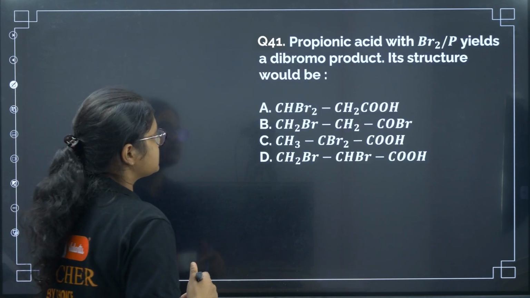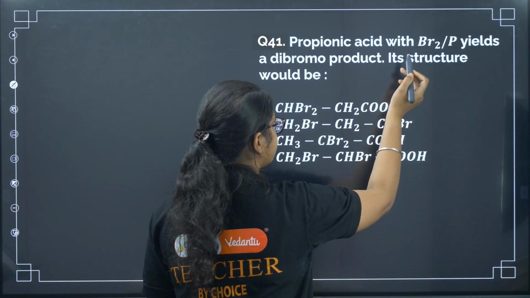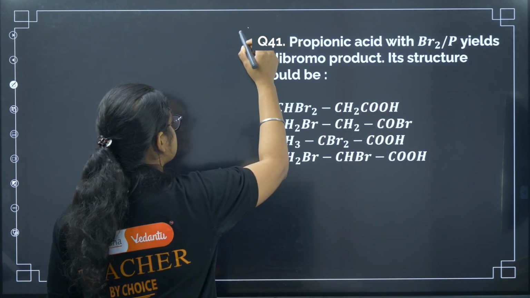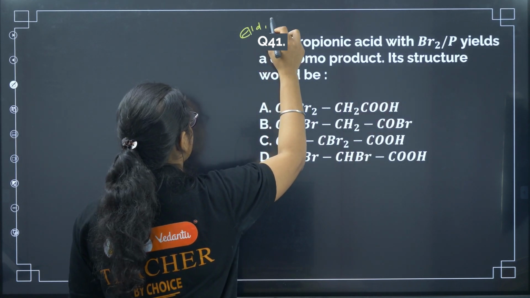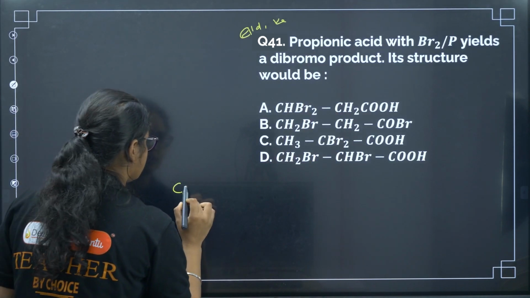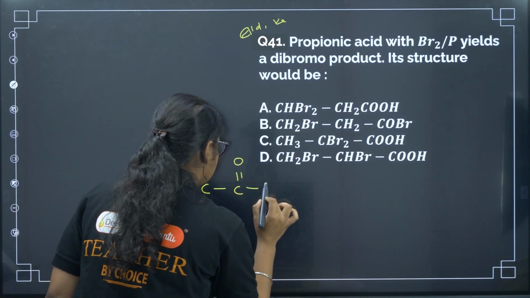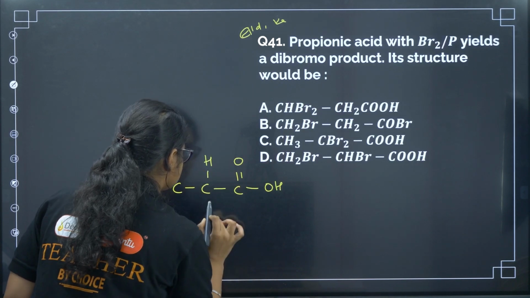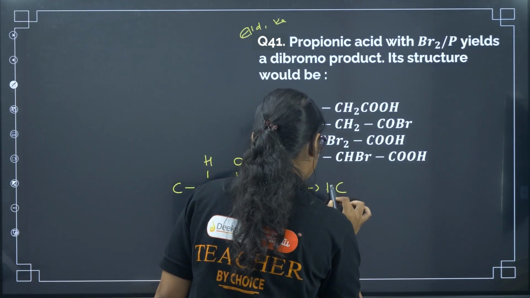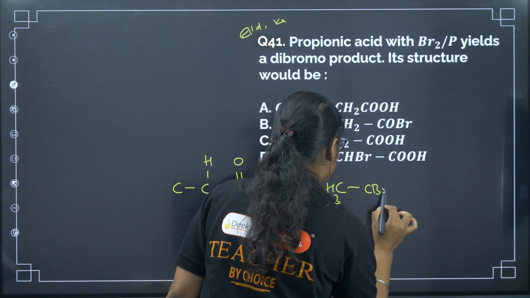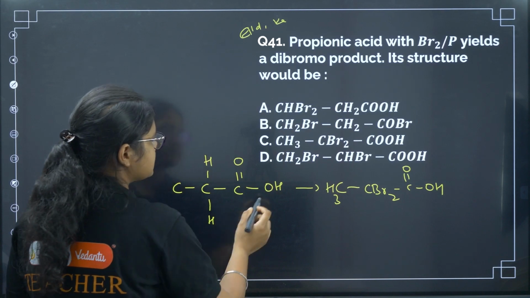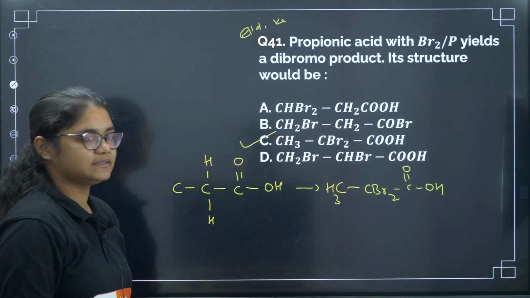Now coming to the next question. Propionic acid with Br2/P yields a dibromo product. Its structure is. This question is from aldehydes, ketones and carboxylic acids. So you know this reaction, the HVZ reaction. If we have propionic acid, here we have alpha hydrogens. These alpha hydrogens are replaced with your bromine group. So I will get CH3CBr2COOH. So the correct answer for this question will be option number C.